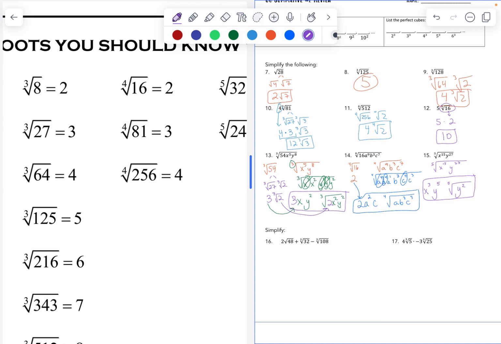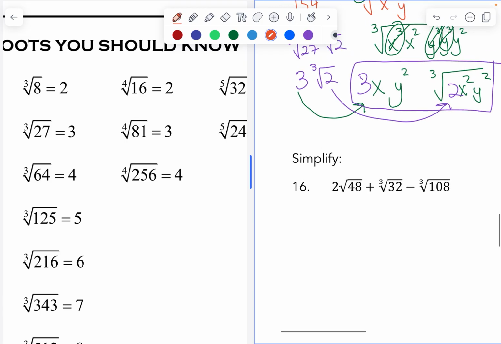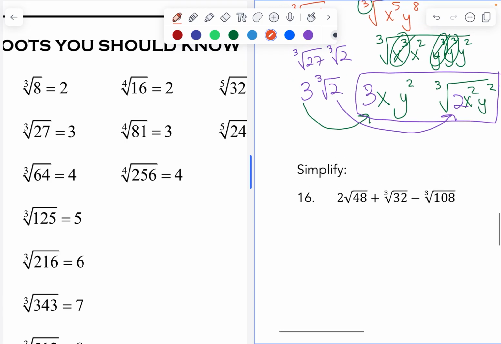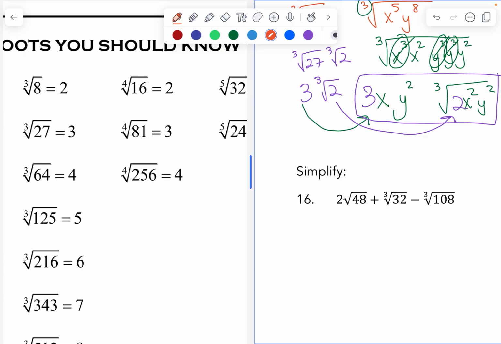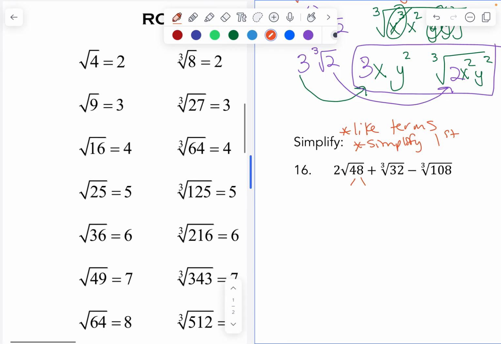Okay, again, you can pause me, you can go back if I'm going too fast. So the last parts were adding and subtracting and then multiplying. You can only add and subtract like terms. So I need to simplify first. Okay, so square root of 48, I go back to my square root list. You can do 16, that's 16 times 3, which is 4 root 3. Bring down the 2, so that's 8 root 3.